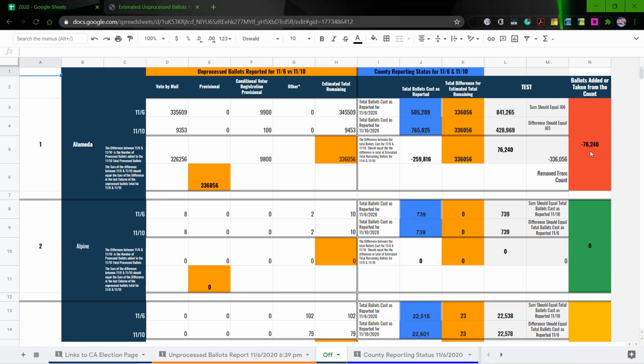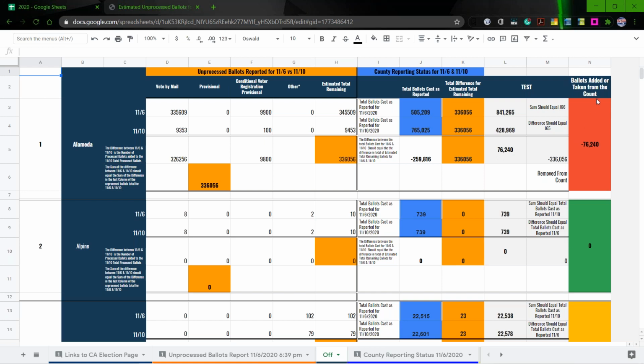Removed from the count. What? Yeah, that's what I said. What? This doesn't seem right. These numbers don't add up. There's no reason for them not to add up, and that concerns me. And you'll see why here really soon, because Alameda is not a singular case, unfortunately.